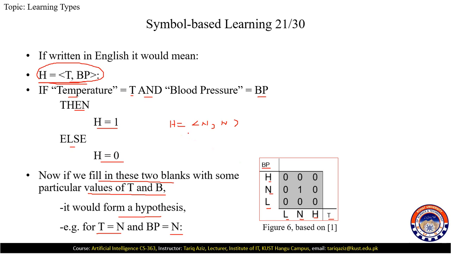But what we did, we used the notation like this: hypothesis is equal to normal comma normal. So this is the normal, okay, and this is the normal. Blood pressure is normal, and then temperature is normal. So this is the intersection point, and we have 1 here, okay. Now dear students, by this we mean that the hypothesis is equal to 1.